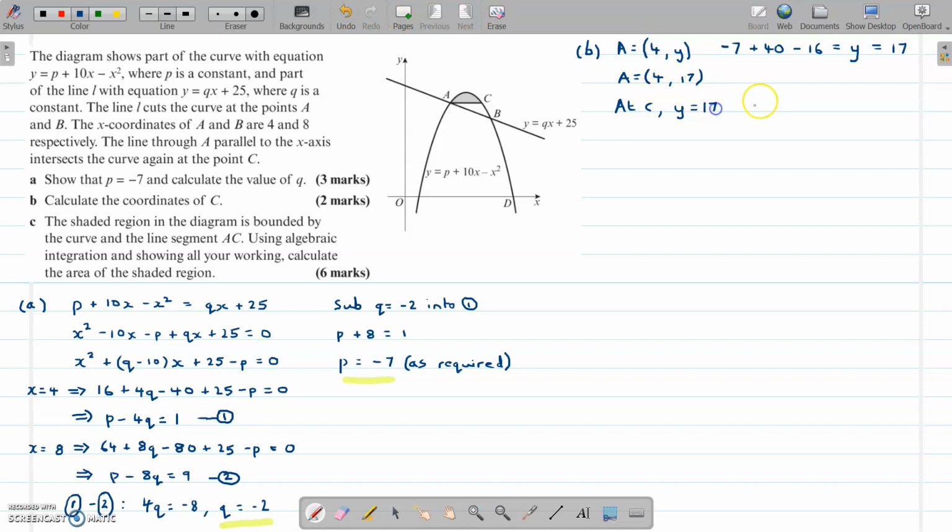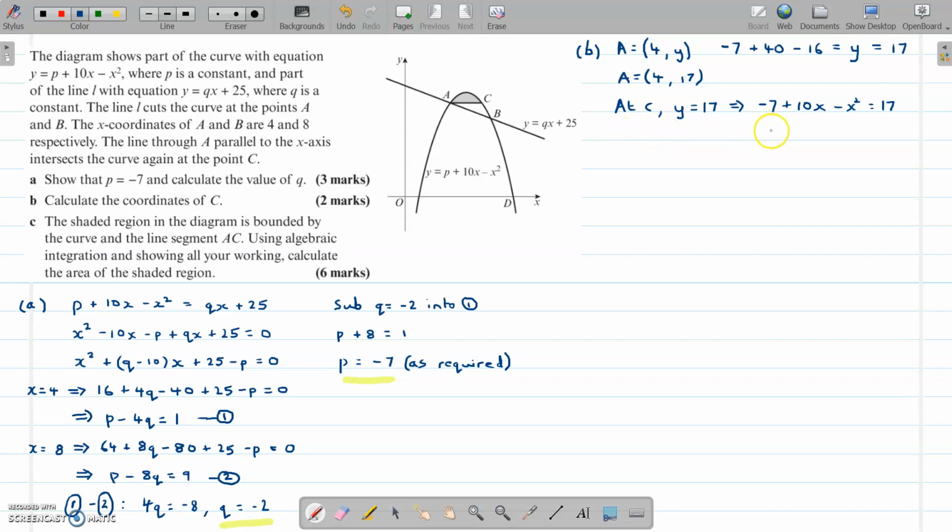That implies that -7 plus 10x minus x squared equals 17. So I've just substituted the 17 for y into the equation for the curve. I'm going to rearrange that to make, hopefully, a friendly quadratic that will easily factorize, which it does.